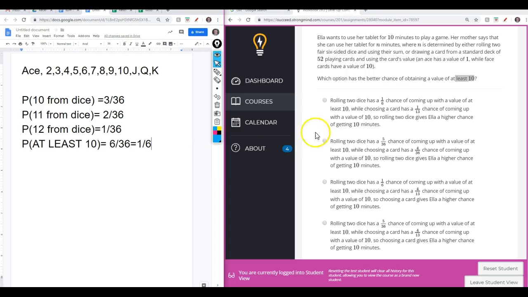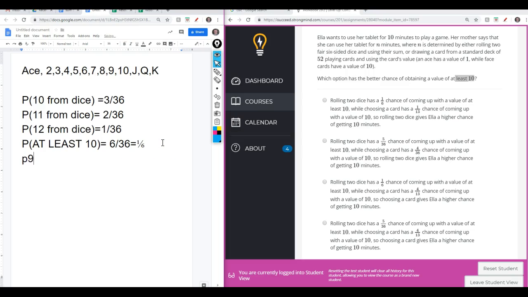Now, going to drawing a card from a standard deck of 52 playing cards and using the card's value. An ace has a value of 1, while face cards have a value of 10. So I just wrote out all of the cards. Ace down here is a 1. And remember, Jack is a 10, Queen is a 10, and King is a 10.